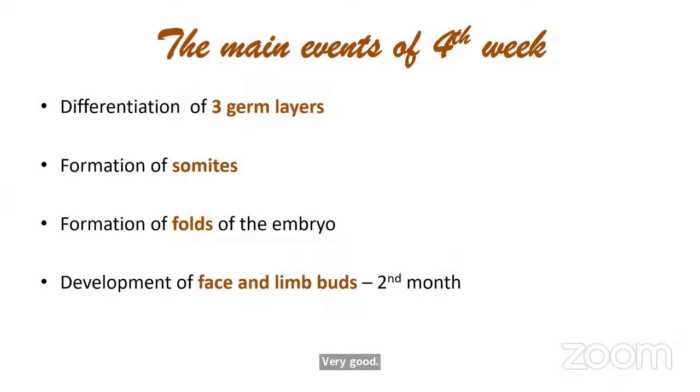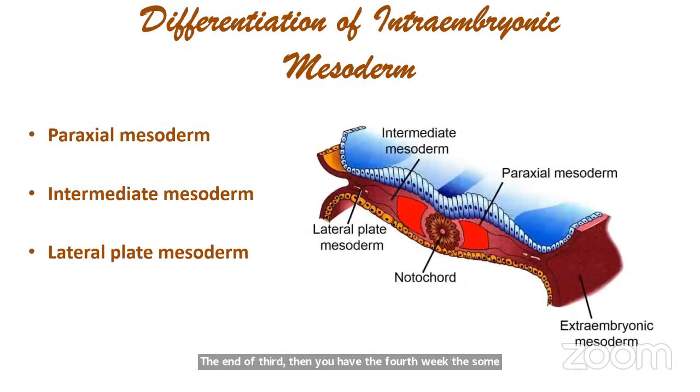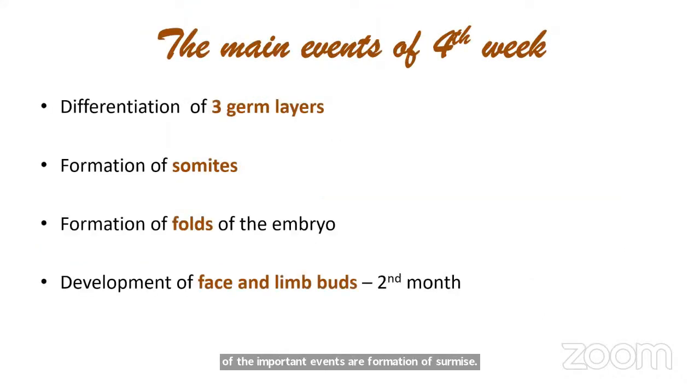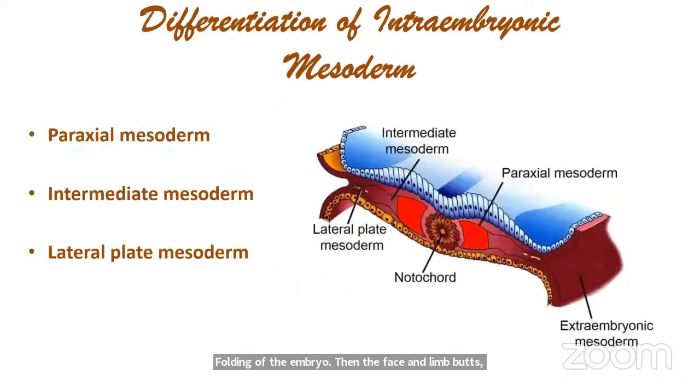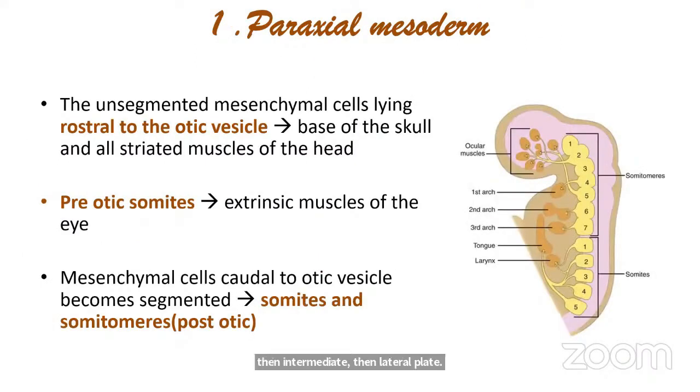Now coming to neurulation. So we have 3 germ layers formed by the end of 3rd week. Then you have in the 4th week, some of the important events: formation of somites, folding of the embryo, then face and limb buds by the end of 2nd month. So the intraembryonic mesoderm is differentiated into paraxial, intermediate and lateral plate mesoderm. Paraxial around the axis, then intermediate, then lateral plate. We'll just rush through some of the important terminologies. You should be knowing about the somites.